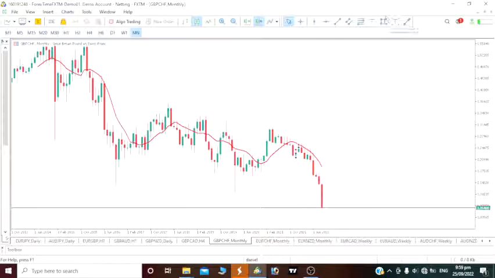So basically, what we all consider is a drop. On the monthly time frame we are dropping, and on the next monthly candle too we will continue to go bearish. Exactly what I believe.